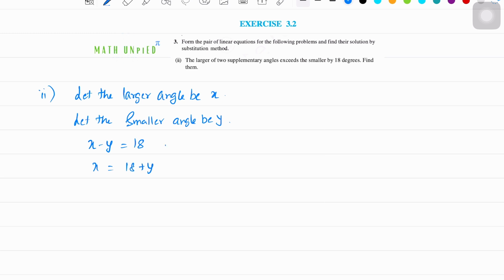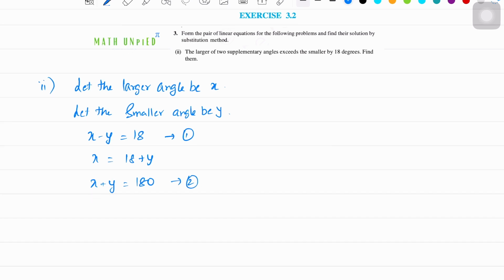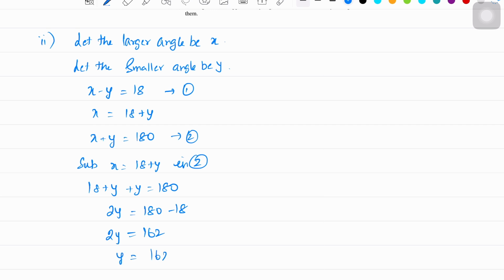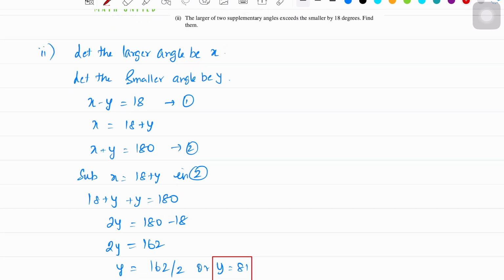And so this is equation 1, and we know the sum of the angles must be 180 degrees because it's given two supplementary angles. So x plus y equals 180. So from this, let's substitute x equals 18 plus y in 2. So 18 plus y plus y equals 180, or 2y equals 180 minus 18, that is 162. Therefore y equals 162 over 2, or y equals 81 degrees. So this is one of the angles, and we can find the other angle.